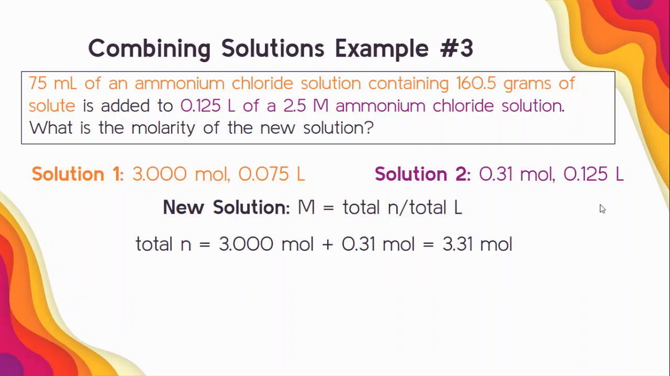So to find my total moles, I'm going to do the 3 moles from solution 1 plus the 0.31 moles from solution 2. Rounding to proper sig figs would be 3.31 moles. Sig fig wise, we're adding, so we look at sig figs after the decimal. We have 3 after the decimal here, 2 after the decimal here, which means we should have 2 after the decimal in our answer. Keeping in mind, the 3 is still significant. We just don't use it to round.